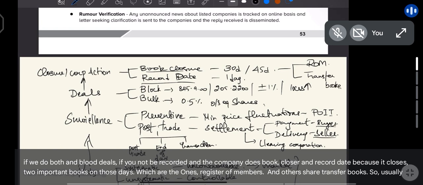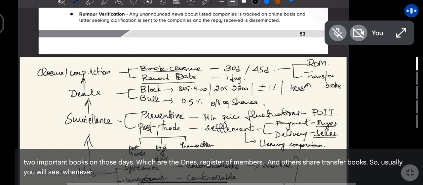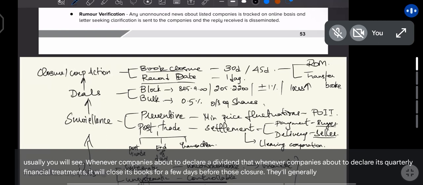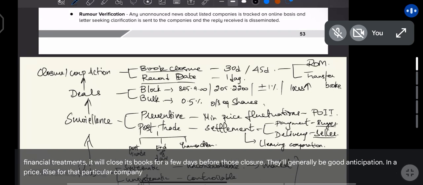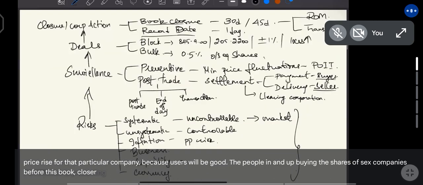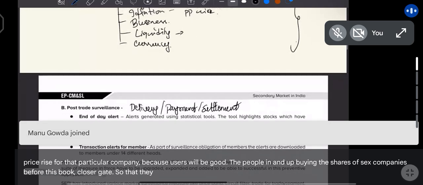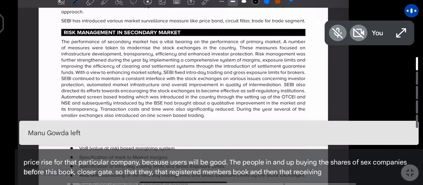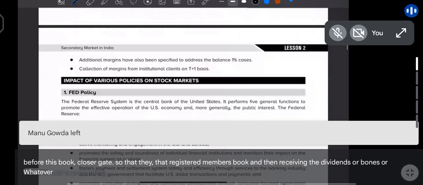So usually you will see whenever a company is about to declare a dividend or its quarterly financial statements, it will close its books for a few days. Before the closure, there will generally be good anticipation of a price rise for that company. People will buy the shares before the book closure date so that they get into the register of members and receive the dividend or bonus or whatever is due.